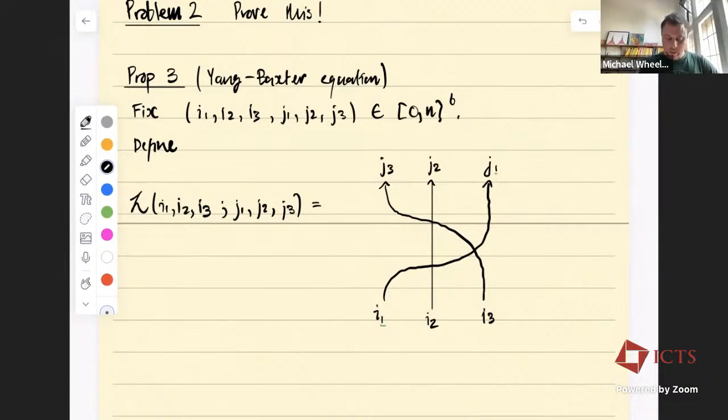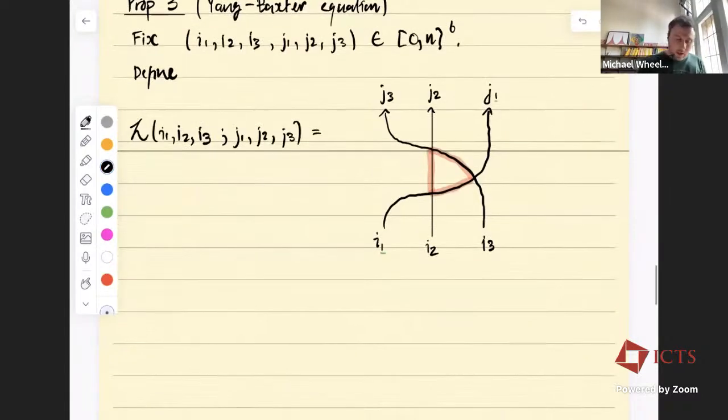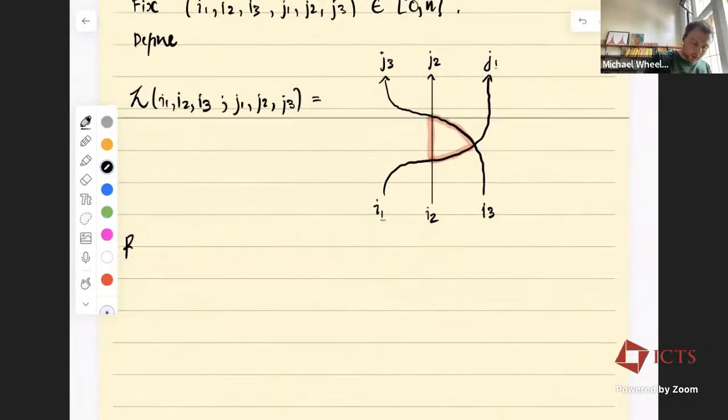All of the internal edges, and there are 3 of them now. So let's just draw them. So this is an internal edge, this is an internal edge, and this is an internal edge. So all of those you have to sum over the possible states that live there and compute the quantity. Okay, so this is L. And then R is going to be the following.